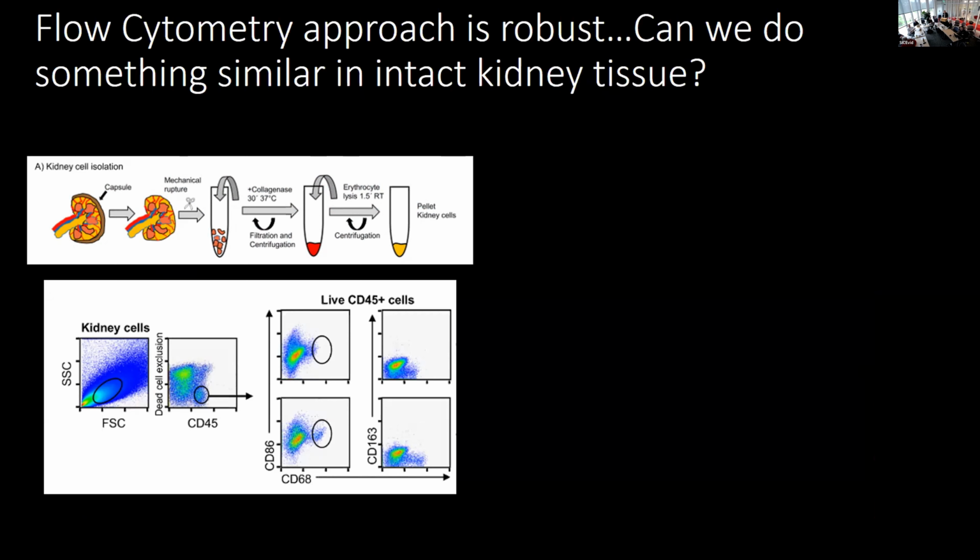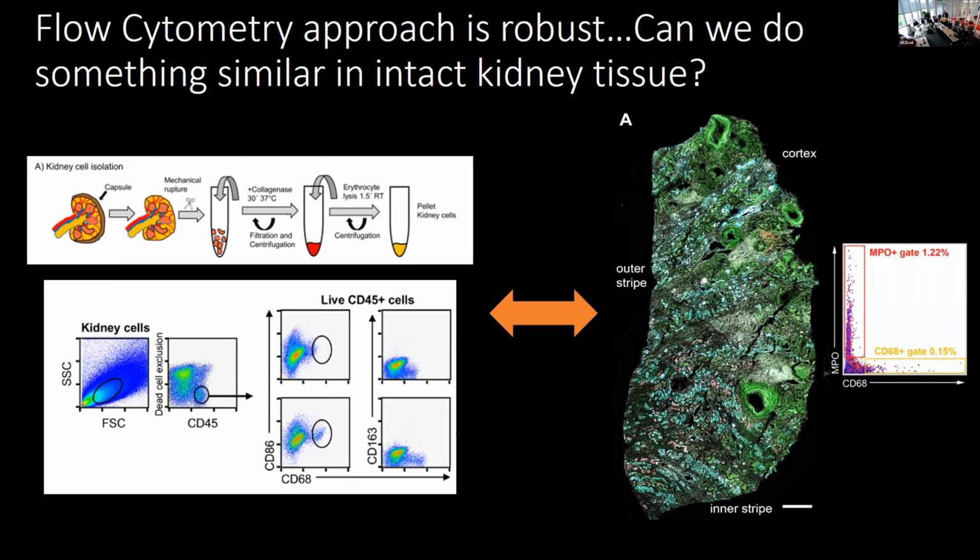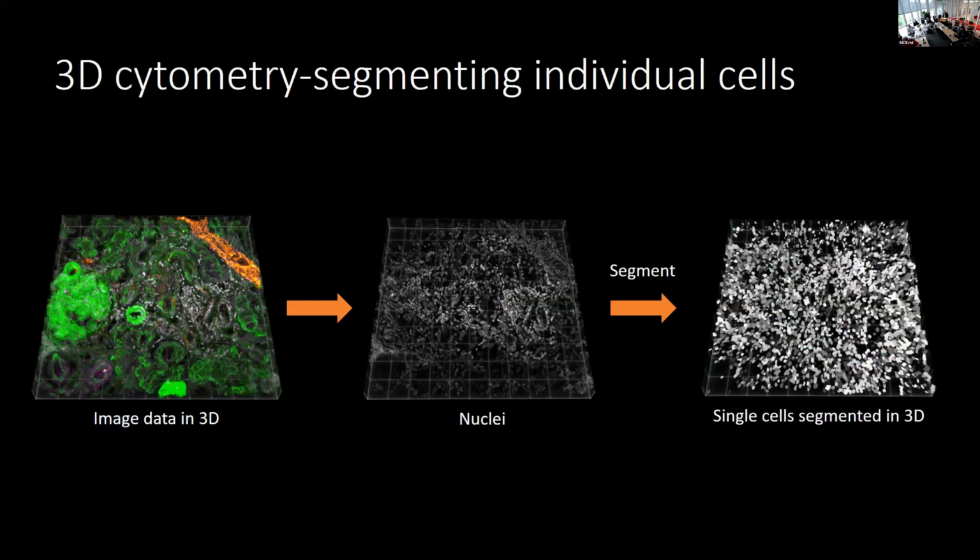So we figured we could probably take a similar approach, but leave the tissue intact. And that really embodies the idea of tissue cytometry. To achieve this goal, we really have to solve one really basic problem: what is the most basic unit that we care about in the tissue itself? And for us, we decided the best fiduciary for a given cell is going to be the nucleus.